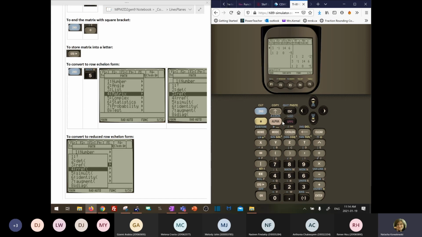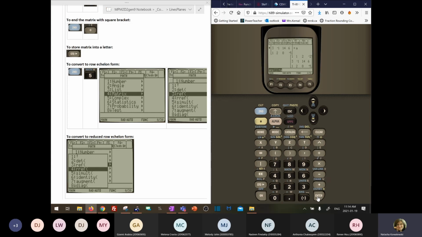So let's use alpha. If you use alpha and then just choose a letter, so let's say store it into A. Do you see how it says store into A? And then press enter. And it did store there. So then you're going to ask the calculator to convert this matrix into the identity version and then the solution, so that it's ones with zeros and so on.